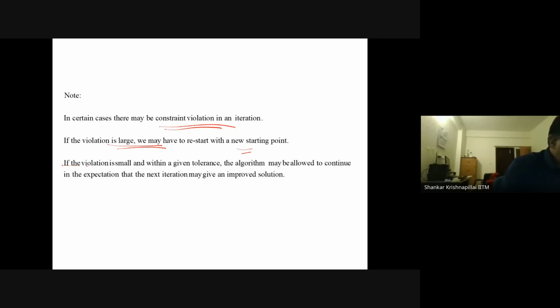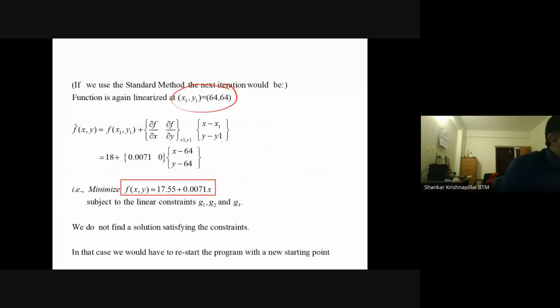So x1, y1 is equal to 64, 64. So again, you have to linearize the objective function and constraints at x1, y1 equal to 64, 64. So f of x1, y1 is 18. Then partial f by partial x and partial f by partial y are equal to these values. Okay. So you get this objective function like this. So you can see that partial f by partial y becomes 0. So this term vanishes. The y term vanishes.